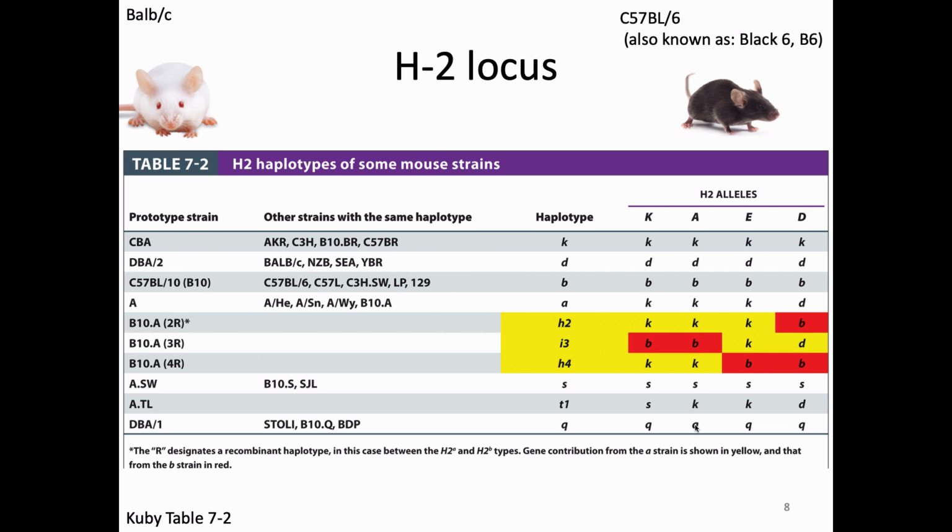Sometimes we even use a shorthand for this, because if you look at this, it seems like a lot to write. For the black 6 mouse, we can say it is of the H2B haplotype. If I say that a mouse is of the H2B haplotype, what that means is that if you drew out its chromosomes, every single MHC Class I and Class II molecule would get a B subscript, and that would be true on both chromosomes.